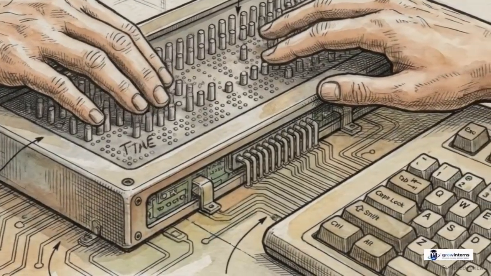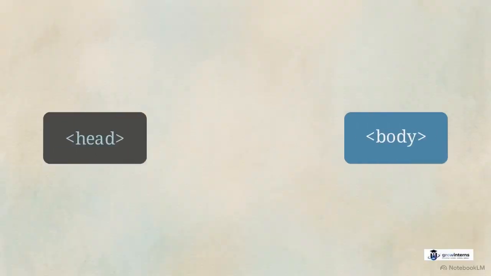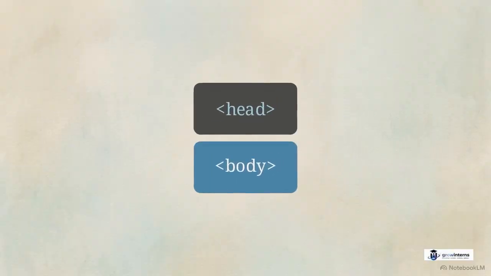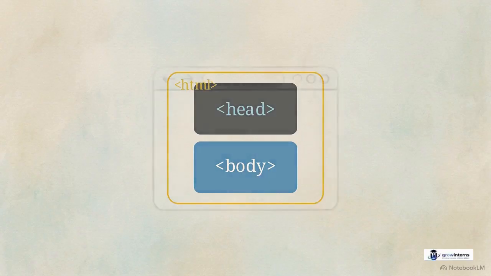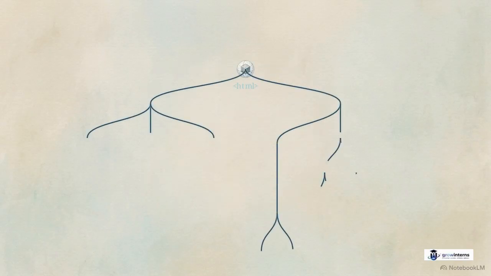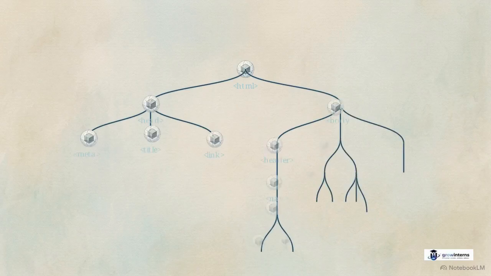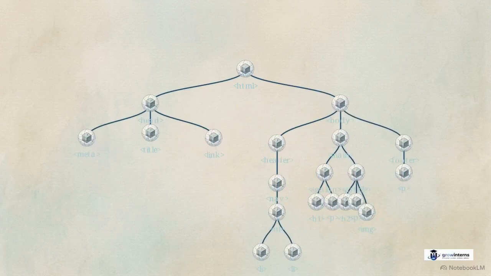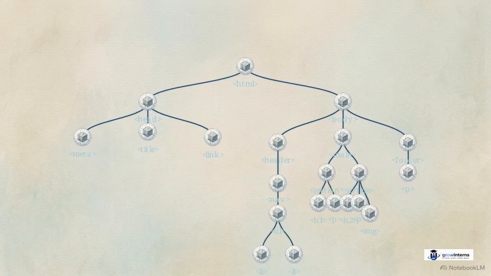All of this architecture, the semantic body and the invisible head, converges in how the browser actually processes the code. A web browser does not simply read an HTML text file from top to bottom, like a human reading a novel. Instead, the browser parses those tags to construct the Document Object Model, or DOM. It translates flat text into a massive, living 3D hierarchy held in memory.